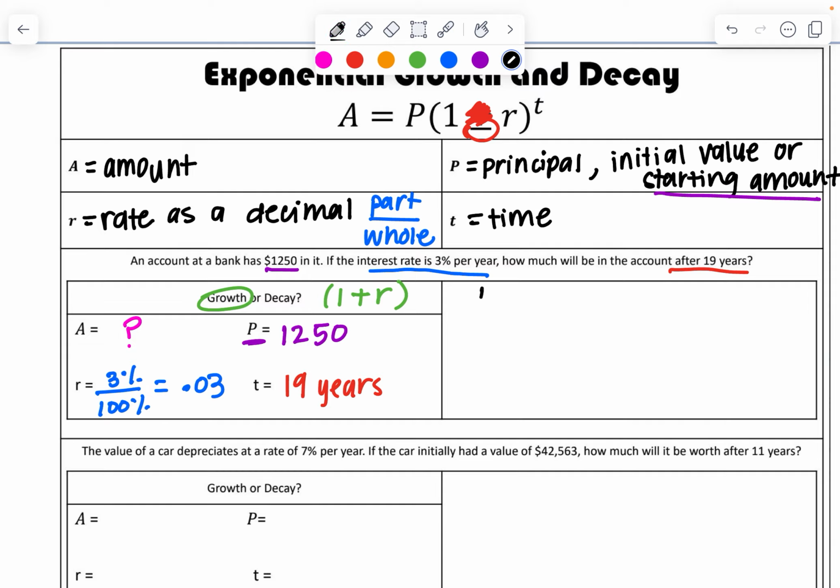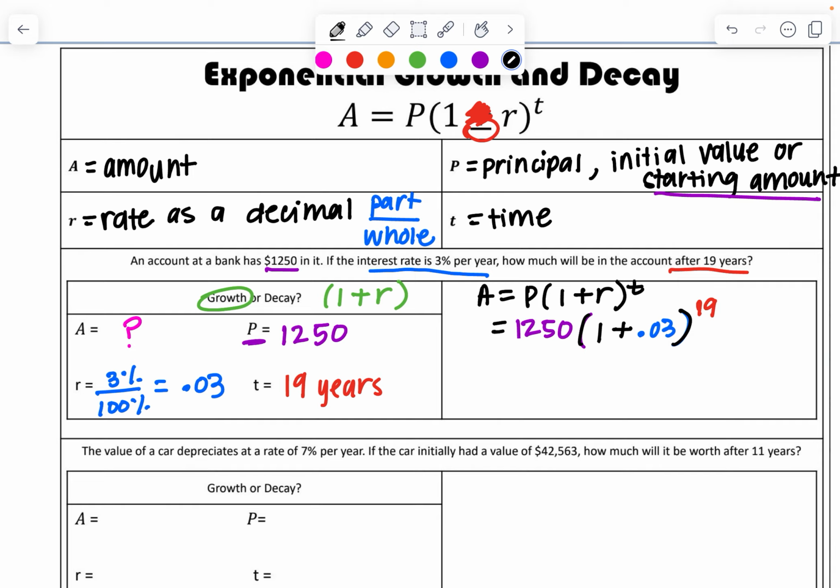So let's set it up. I have A equals P times 1 plus R to the T since it's growth. I get to ignore the minus. And let's set up what we know. We know what P is. It's 1250. We know that we're going to have 1 plus, because it's growth. And I do know my rate, 0.03. And the amount of time that we have is 19. So this is the setup.